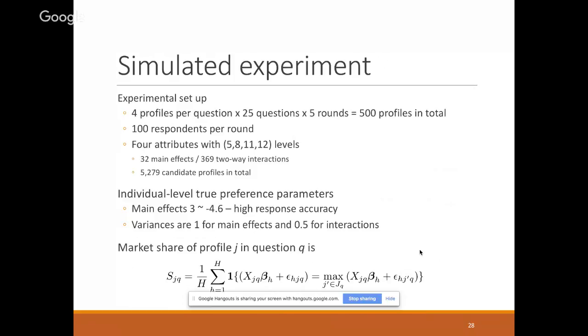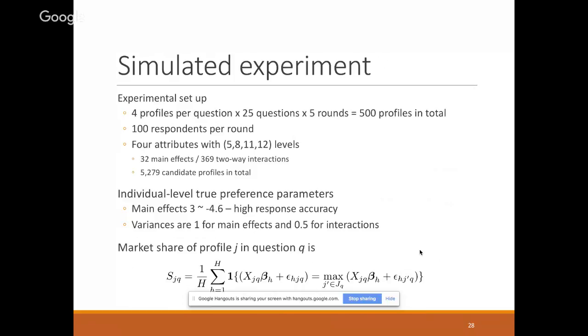In the experimental setup, we used a similar dimensionality to what our collaborating firm wanted to test. So we had 4 attributes in the simulated product, and each attribute has from about 5 to 12 attribute levels.